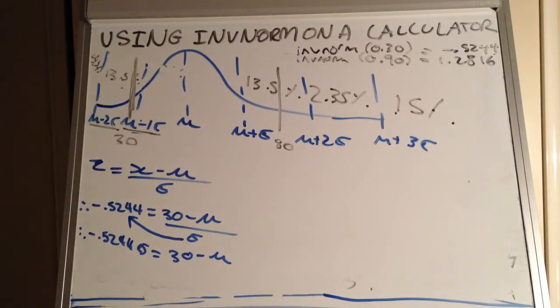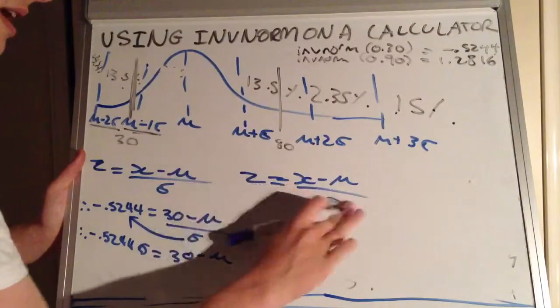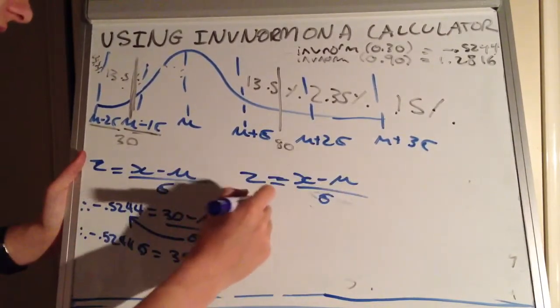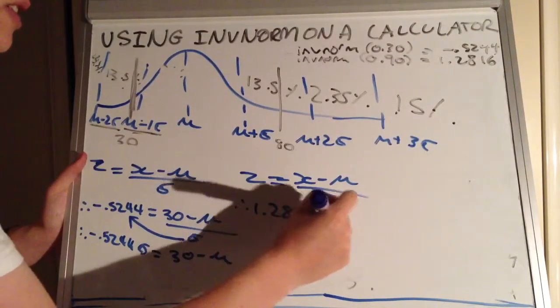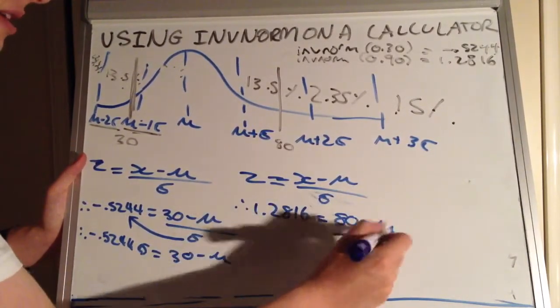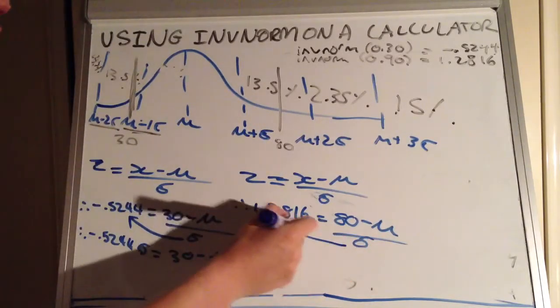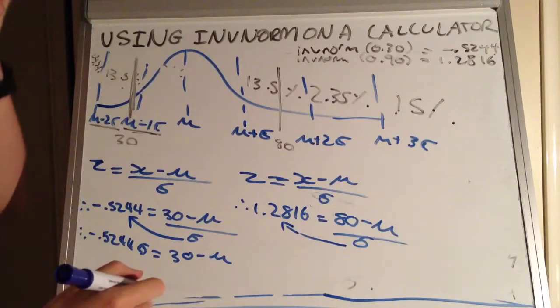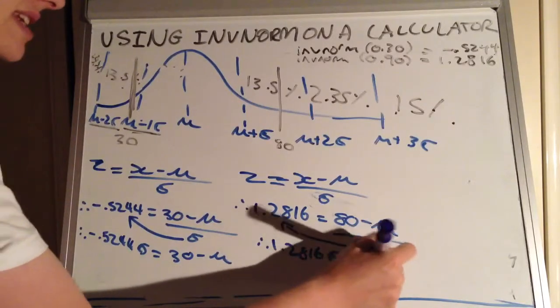And we want to repeat this process for the other one too. So let's think about it. Z equals x take mu on sigma. Therefore, Z, in this case, because it's the inv norm of 0.90, it's 1.2816 equals, and it's going to be 80 take mu on sigma. Okay, so now what we do is we simply bring sigma up from the denominator on the right-hand side to the numerator on the left-hand side. So we get 1.2816 sigma equals 80 take mu.